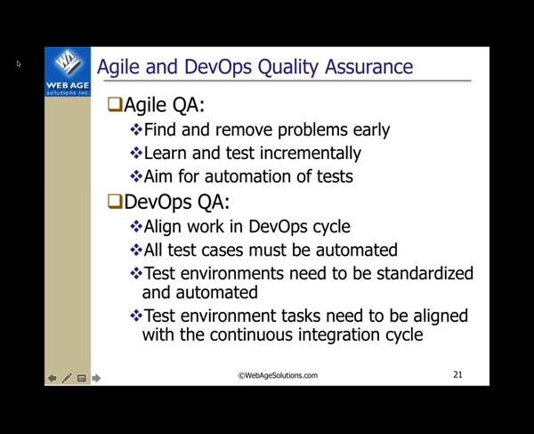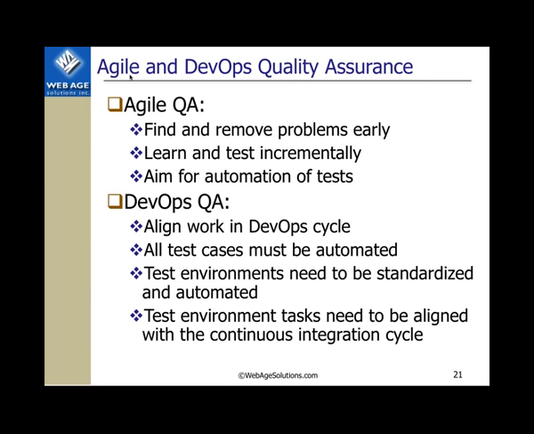And the last different but complementary set of capabilities that we'll talk about is around quality assurance. In Agile, we have a desire to find and remove problems very quickly, to be able to deal with those issues quickly. We have a whole bunch of practices to try and discover these things and deal with them, like continuous integration.